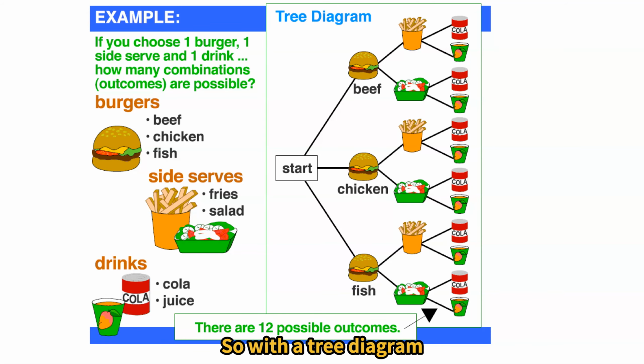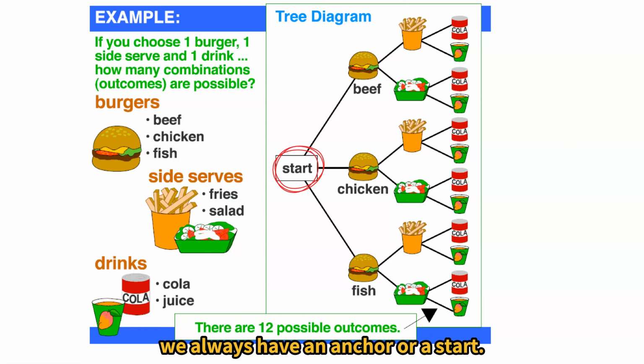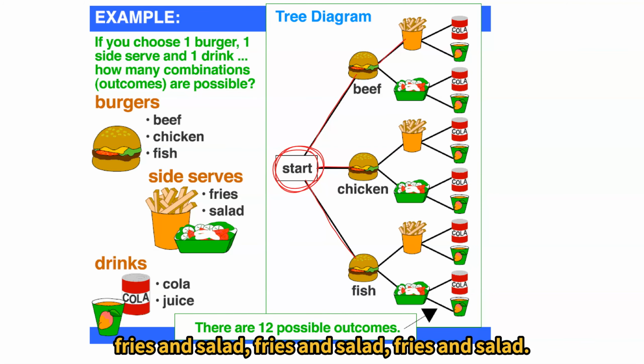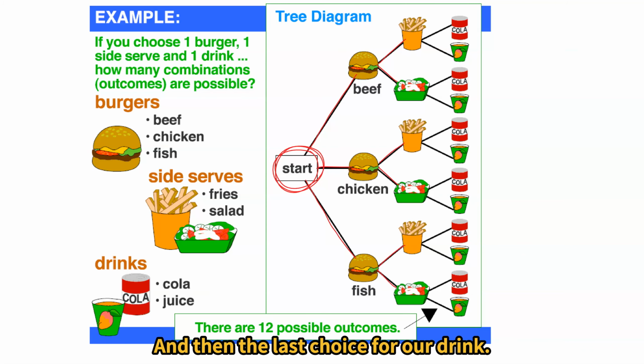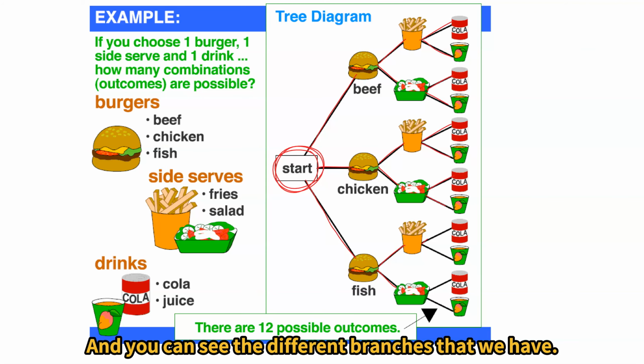So with a tree diagram, we always have an anchor or a start. And then we can create the tree by just taking one of our options and listing out each of those options on their own branches. So beef on the first branch, chicken on the second, fish on the third. And then we go to the next choice, sides: fries and salad, fries and salad, fries and salad. And then the last choice for our drink. And you can see the different branches that we have.